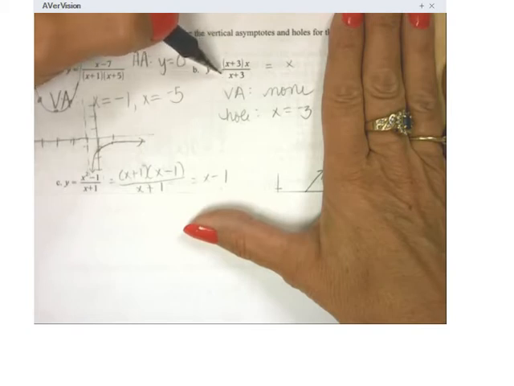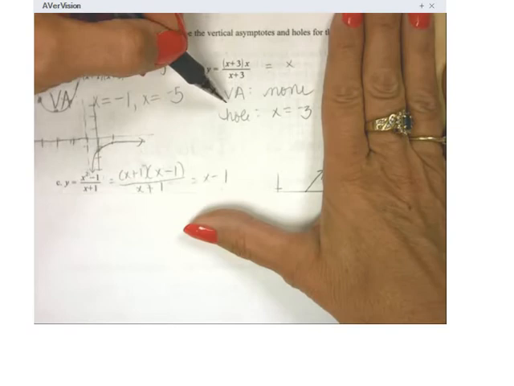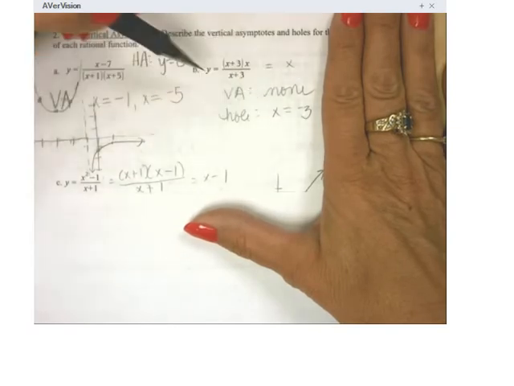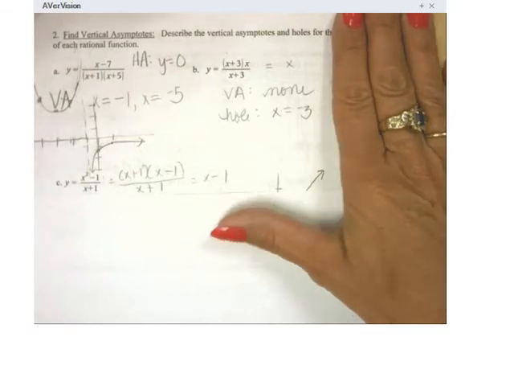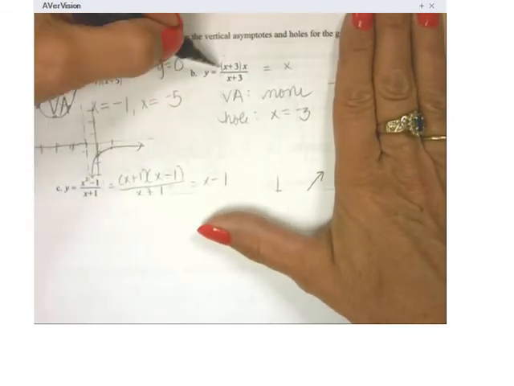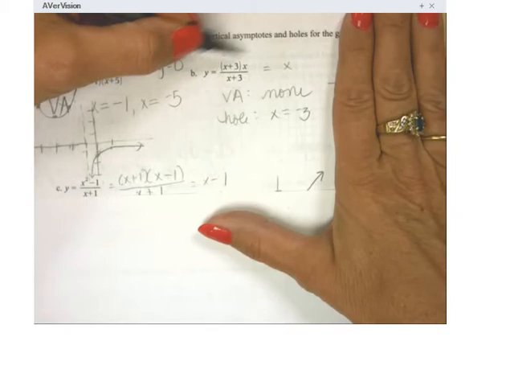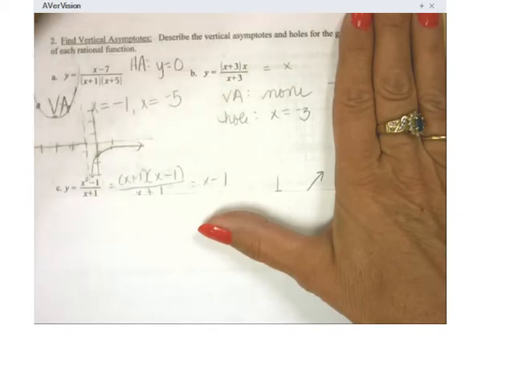Again, already in factored form. Notice that the denominator turns to 0 when I input negative 3, but it also makes the numerator turn to 0 when I plug in negative 3. So I have a discontinuity at x equals negative 3, but it's not a vertical asymptote. It's called a hole. I will have a hole at x equals negative 3, and we'll actually find the coordinate of that hole in a second.